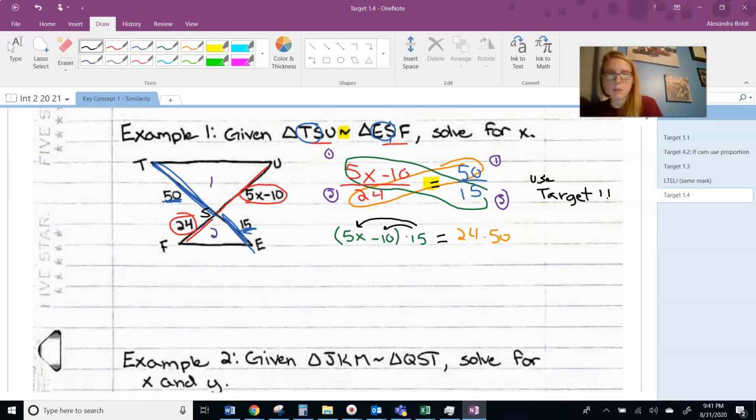So we have 15 times 5 is 75x minus 150, right? And 15 times negative 10 is minus 150. Again, this is a minus, so this is still minus. Okay, so that doesn't change. Equals, and 24 times 50 is 1200. Again, we're solving for this x. So I need to add 150 to both sides.